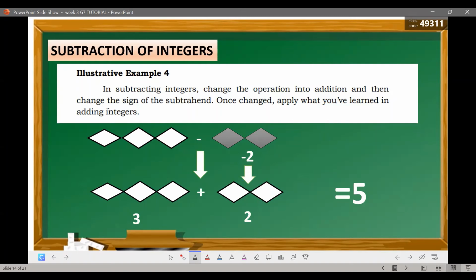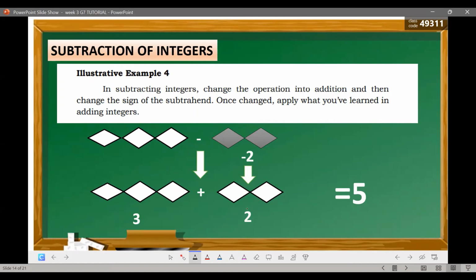Okay. So, look at this example. Positive 3 minus negative 2. Okay. So, we're going to change the operation from subtraction to addition. And then the subtrahend, since this is negative 2, so we're going to change it to positive 2. Okay? So, tandaan ang subtrahend, yun ang laging babaguhin ang sign.